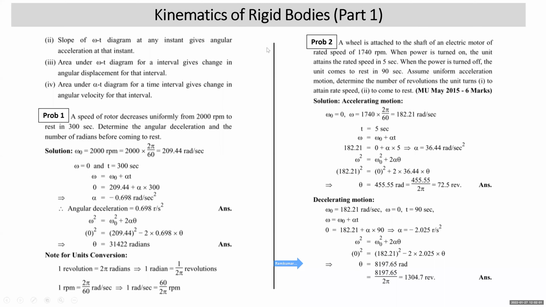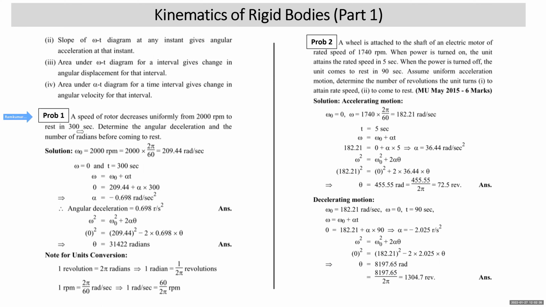Similarly, the slope of the omega-t diagram at any instant gives you angular acceleration. The area under the omega-t diagram for a particular time interval gives you the change in angular displacement for that time interval. The area under the alpha-t diagram for a particular time interval gives you the change in angular velocity for that time. So these are the basic fundamental concepts or theory part of rotation about a fixed axis. So let's start solving the problems on rotation.